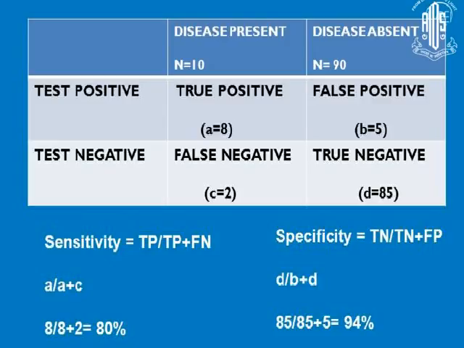Now the disease is absent in 90 people, and your test has identified 85 people who do not have the disease as true negatives. However, there are 5 people who have tested positive by your test. So that is a false positive.